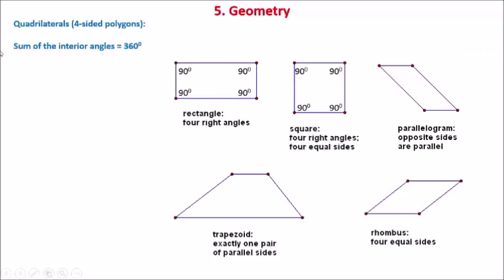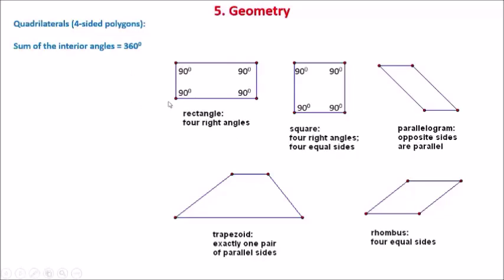So the triangle was a 3-sided shape or figure. Now we are going to 4-sided figures or shapes, and they are also called 4-sided polygons. They are also called quadrilaterals, okay? They all mean the same thing. And just like in a triangle the 3 angles add up to 180 degrees, in quadrilaterals the 4 interior angles will always add up to 360 degrees, okay?